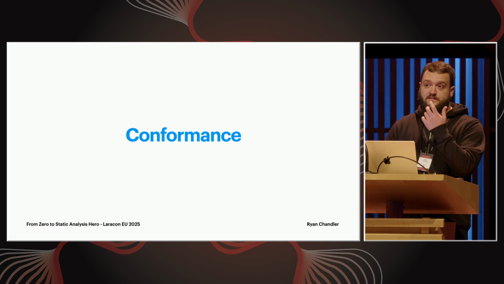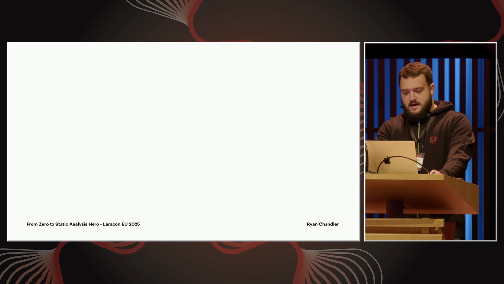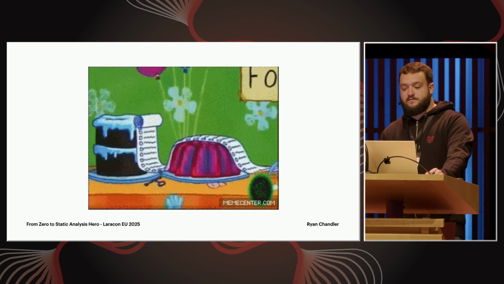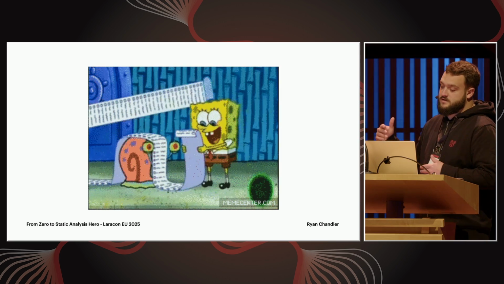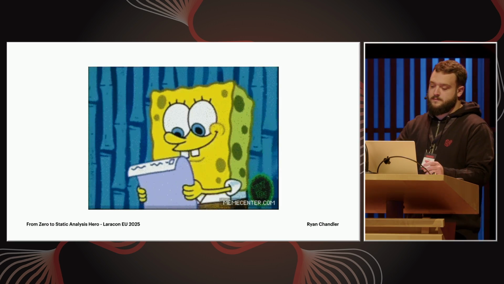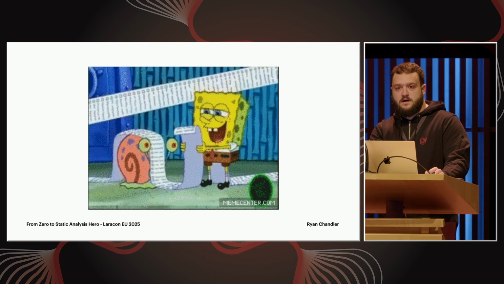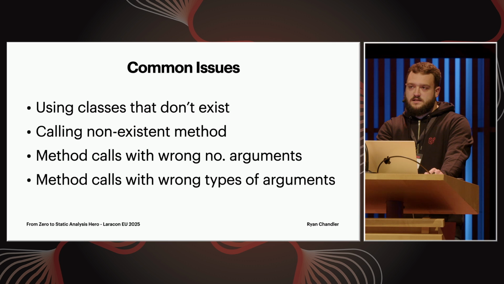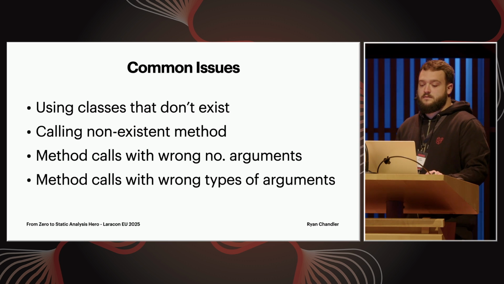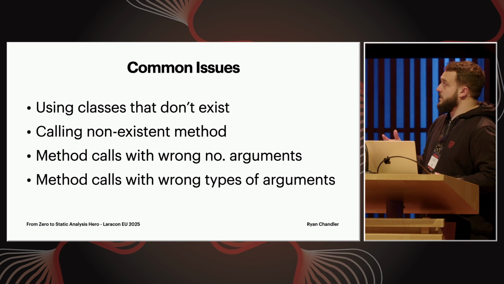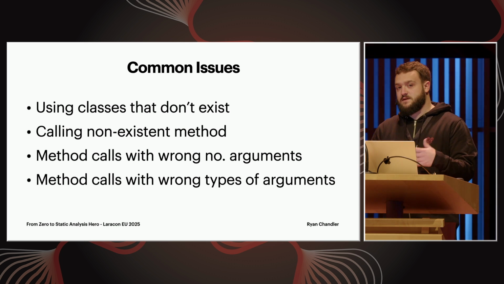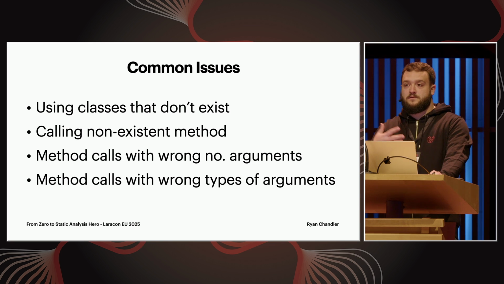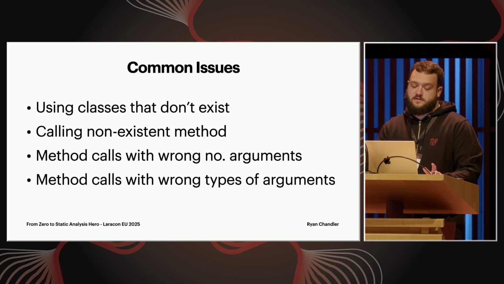So what do I mean by conformance? Well, as your code executes, the PHP engine is basically going through a long list of things that need to be checked, a bit like SpongeBob's list here. And this is what we call runtime or dynamic analysis. So these runtime checks are designed to prevent these sort of things: using a class that doesn't exist, or calling a method that doesn't exist. Could be something simple, like a spelling error. We can have a method or function where we've given the wrong number of arguments, or even the wrong type of argument.